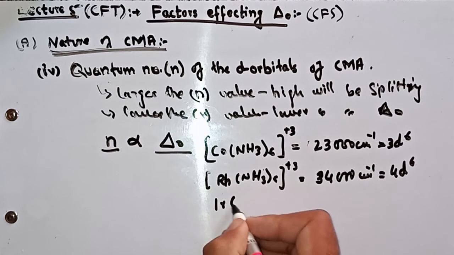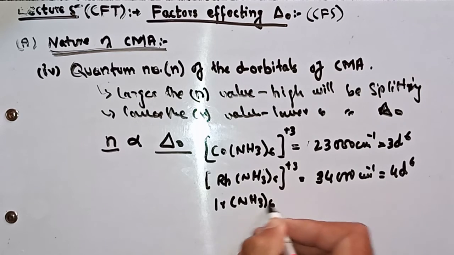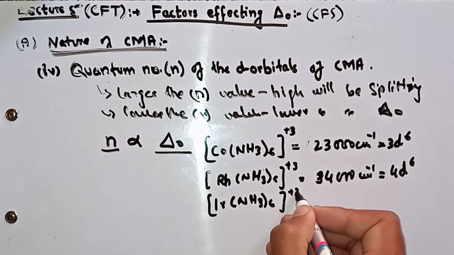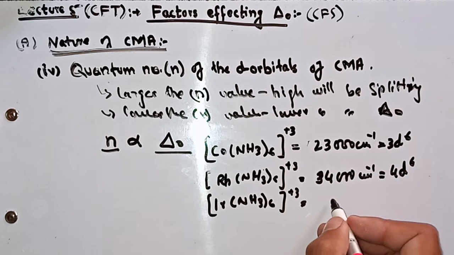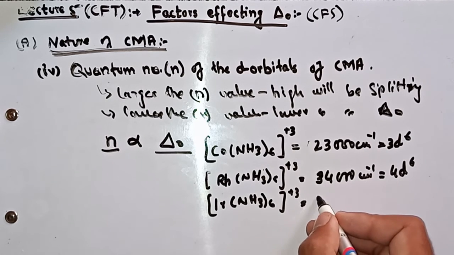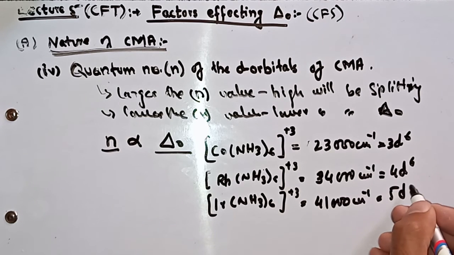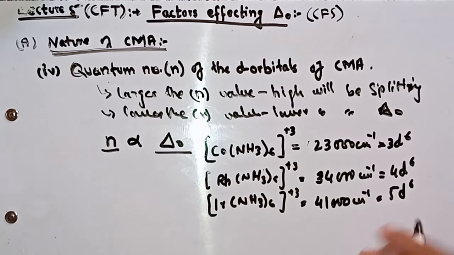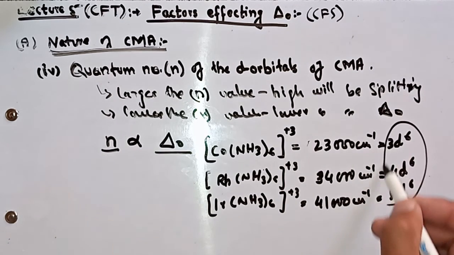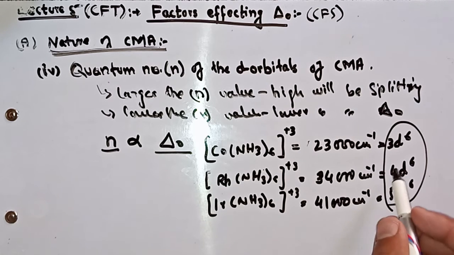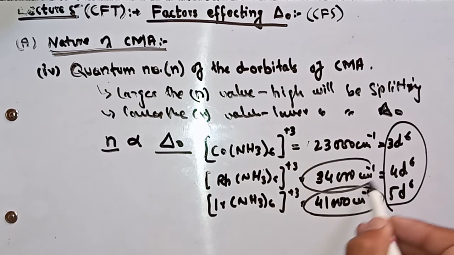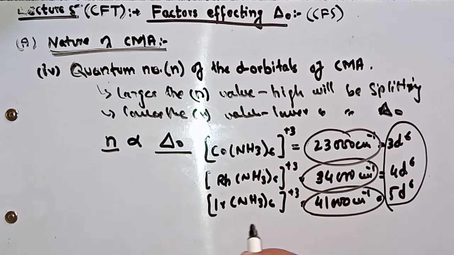While for the 5d system, Ir(NH3)6 3+, the experimental value of del naught for this complex is 41,000 cm inverse, a 5d6 system. So you can see that the greater the value of the quantum number, the more the splitting will be. So what is the reason behind this?